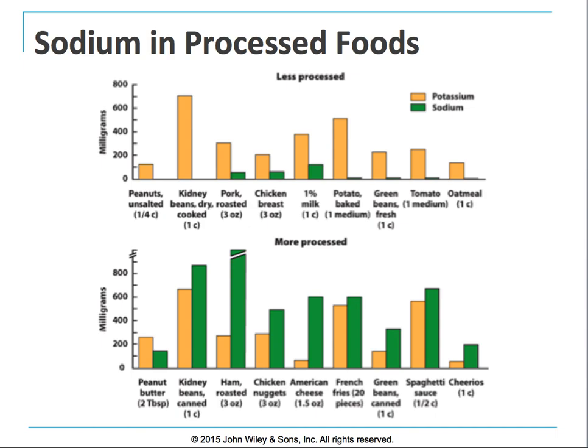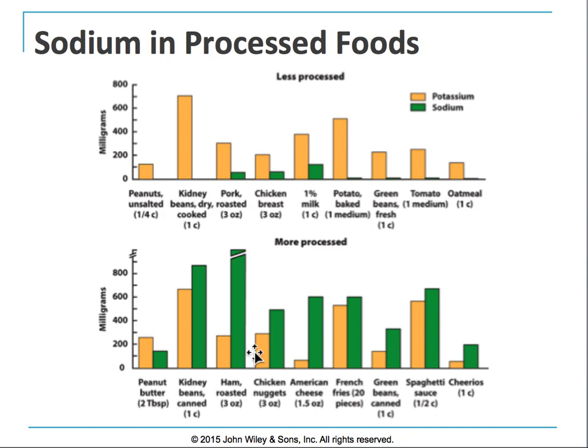And this is another chart. On the top, it's showing less processed foods, and on the bottom it's showing more processed foods. So these are sort of comparable, more or less. For the less processed foods, you'll see the orange bar is potassium, the green bar is sodium. We have a higher orange bar, potassium, for all of these and much lower sodium. Then when we look down here at the more processed foods, much higher sodium than potassium in all of these.